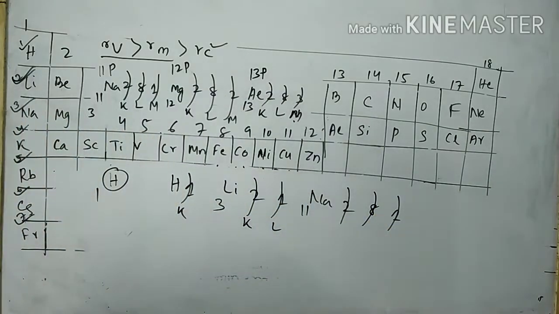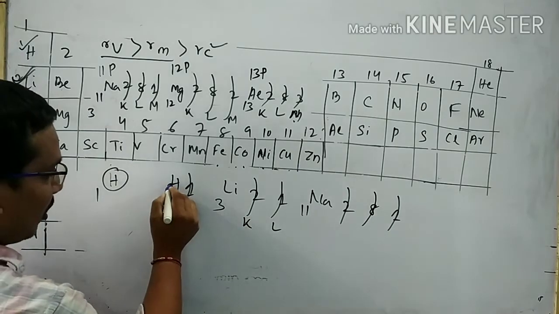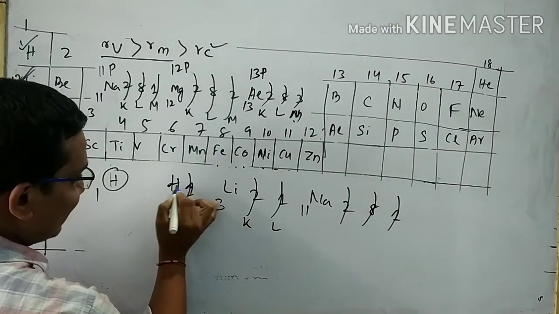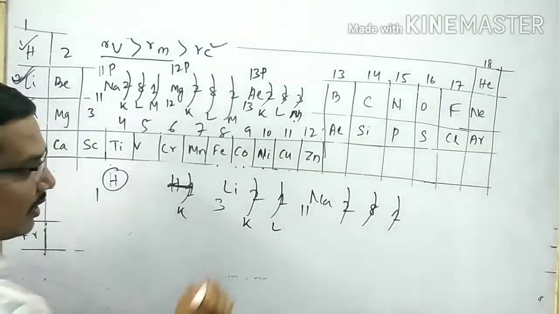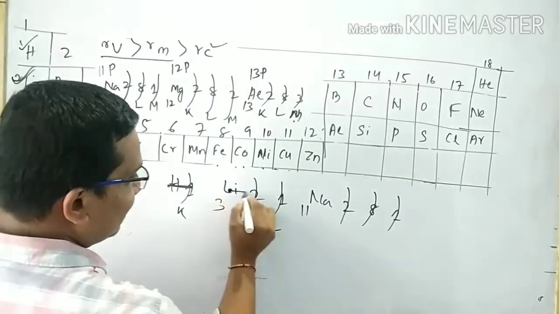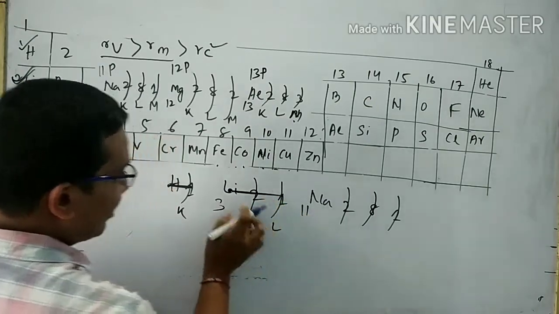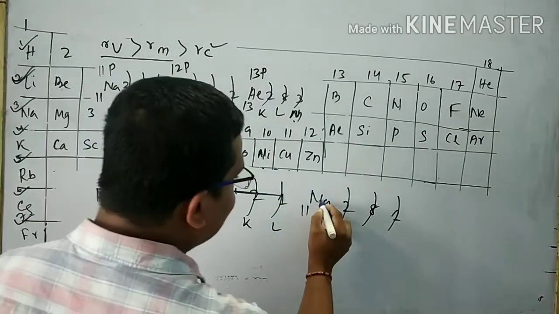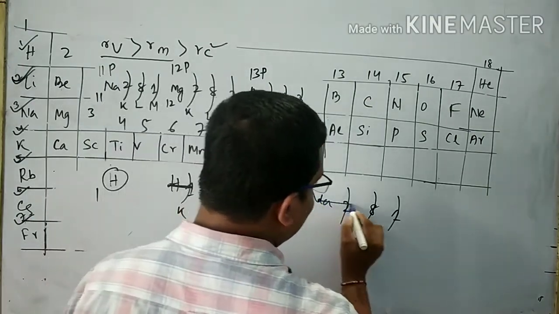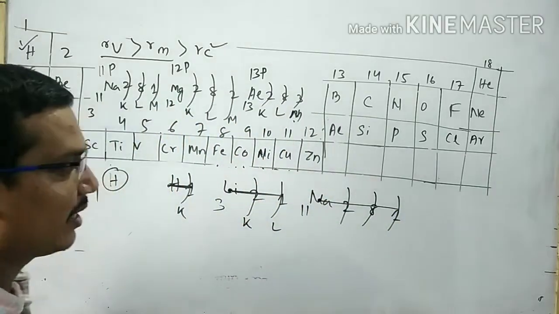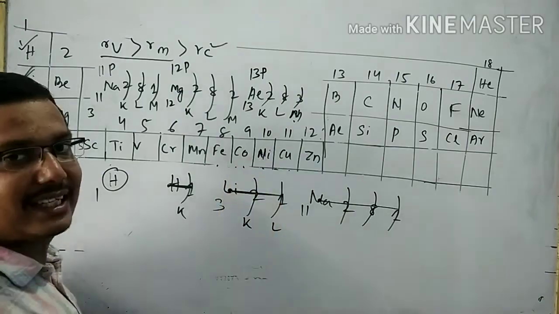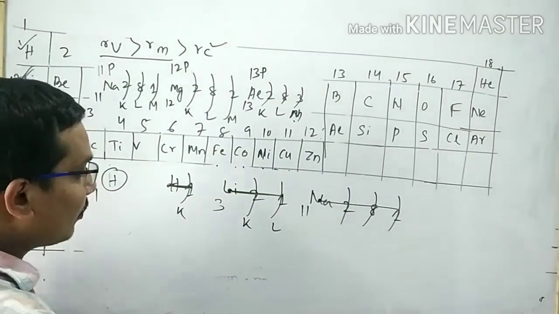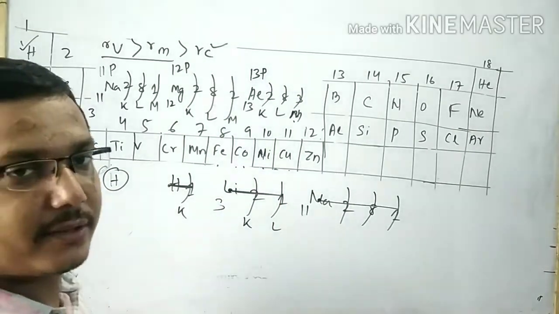Look at that. This is your supposed nucleus. This is the valence shell. This is the distance, this is the actual atomic radii for hydrogen. This is your supposed nucleus. This is the distance which is considered as atomic radii for lithium. This is your supposed nucleus. This is the distance which is considered as atomic radii for sodium. What happens? The atomic radii goes on increasing. Why? Due to addition of a new cell.